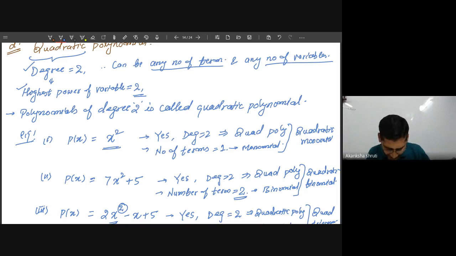If I write simply x square, it is also a quadratic polynomial. No constant term, no x term. But here the number of terms is only 1, so it is called a monomial. Considering the number of terms there is another nomenclature: monomial, binomial, trinomial. But considering the degree, it is called quadratic. So the complete name is quadratic monomial.